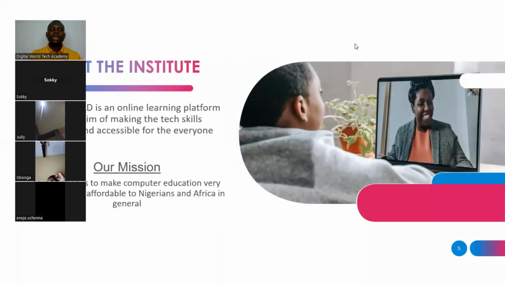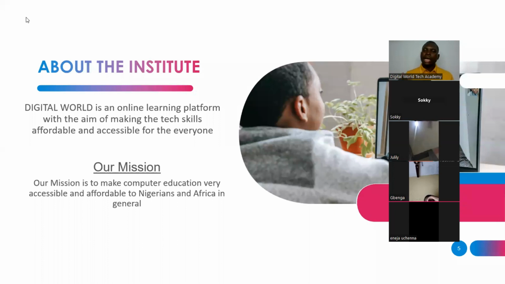So about Digital World. Digital World is an online learning platform with the aim of making tech skills affordable and accessible, because we know in today's world, tech is one of the most important things you need to know. Whatever you're doing, you have to have a very good knowledge of computers, right? We also realize that we are lagging behind in the tech industry, generally in Africa. So we need to do something about that. That's why we came up with this, to help people learn how to use computers. Our mission is to make computer education accessible and affordable to Nigeria and Africa in general.